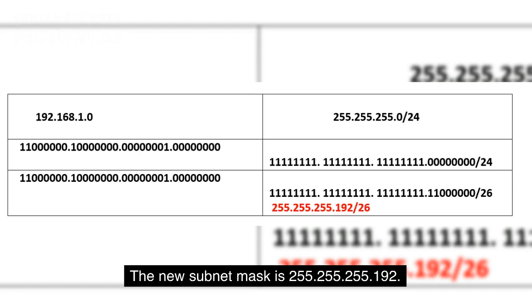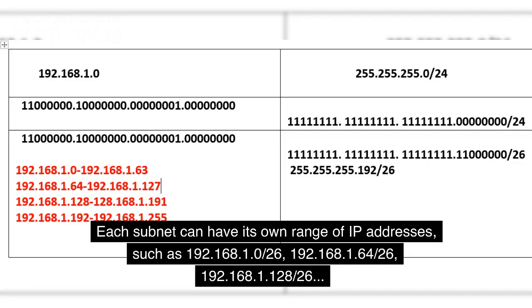The new subnet mask is 255.255.255.192. Each subnet can have its own range of IP addresses, such as 192.168.1.0/26, 192.168.1.64/26, 192.168.1.128/26.